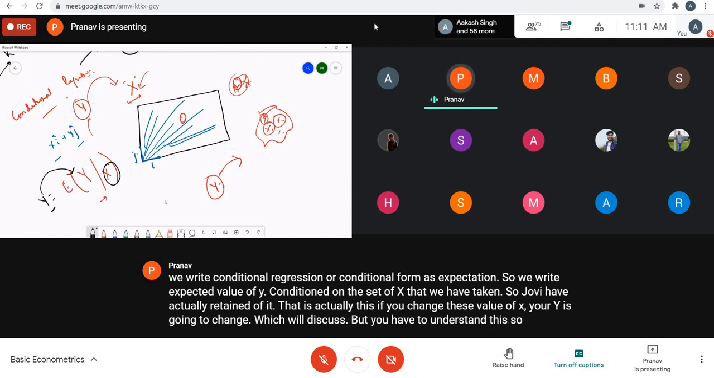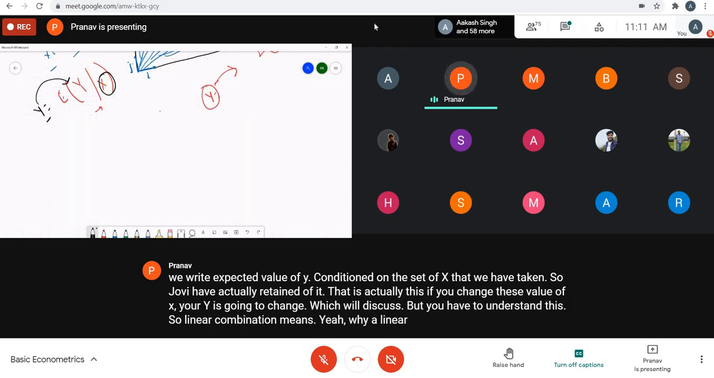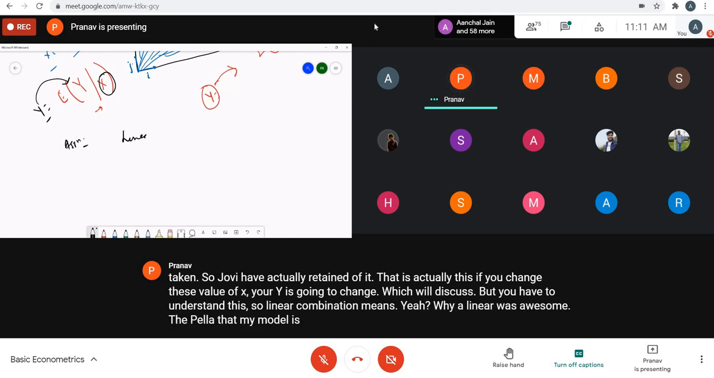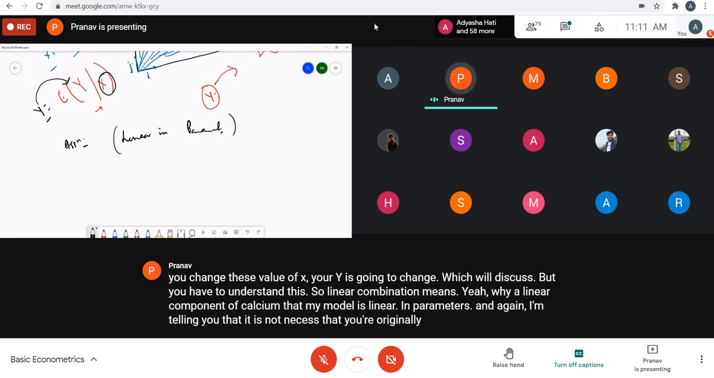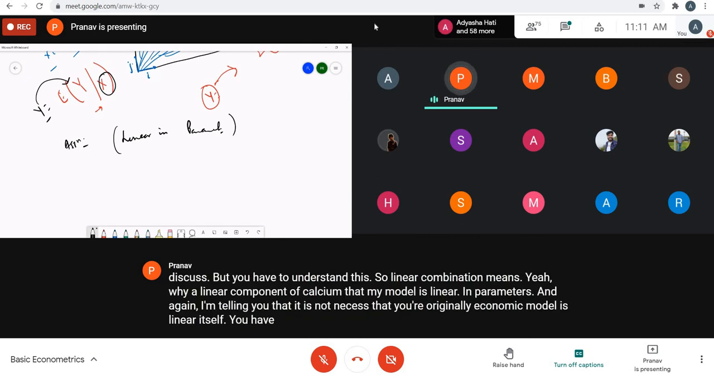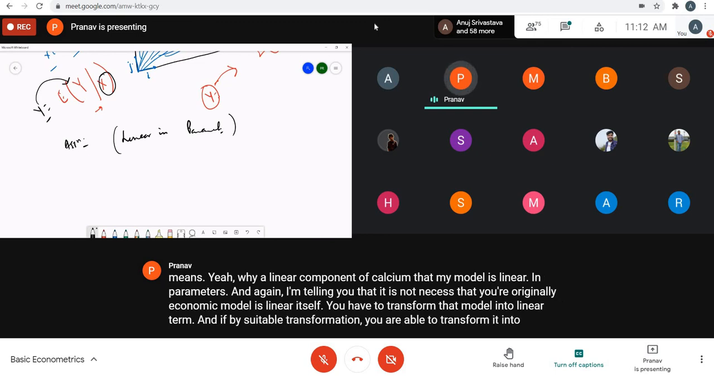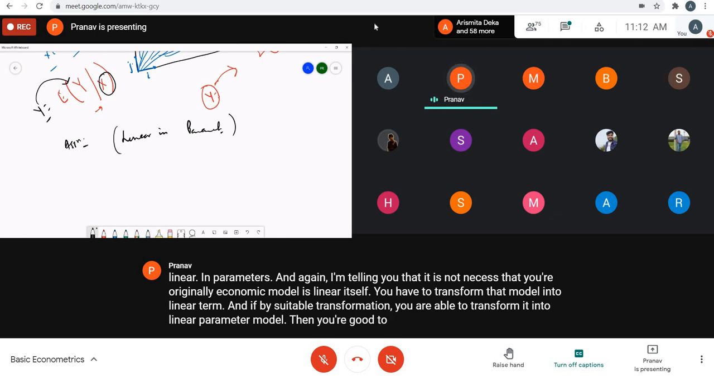So what does linear combination mean, or what does linear mean? The first assumption is that my model is linear in parameters. And again, I'm telling you that it is not necessary that your original economic model is linear itself. You have to transform that model into linear terms. And if by suitable transformation you are able to transform it into a linear parameter model, then you are good to go, at least as far as the first assumption is concerned.